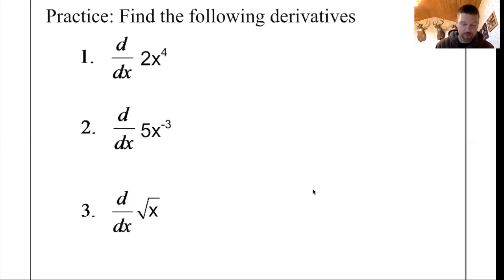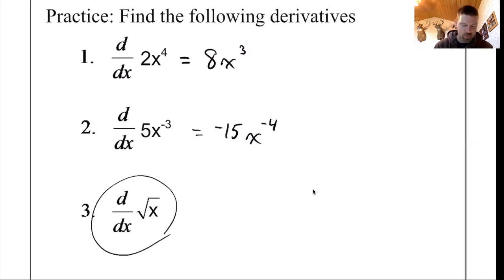All right, I'm going to go over these. 2x to the 4th. That's just 8x to the 3rd, right? 2 times 4 is 8. Drop the 4 by 1, 2x to the 3rd. This one, negative 3 times 5 is negative 15. Subtracting 1 from that exponent, watch out for that, would be x to the negative 4.